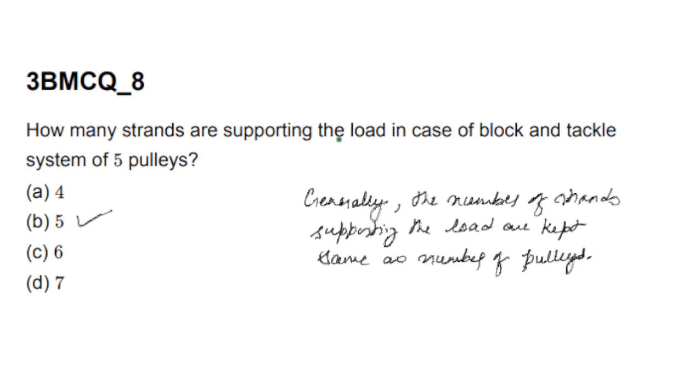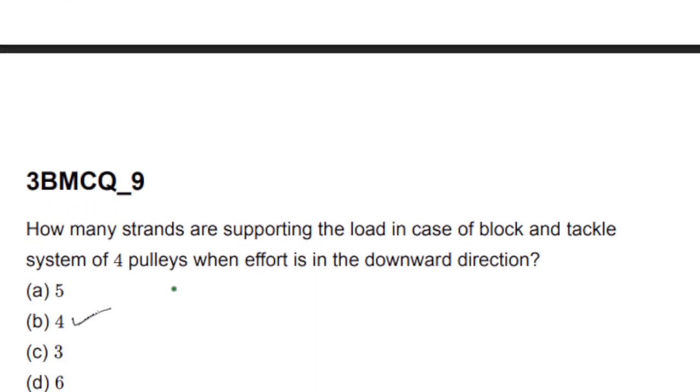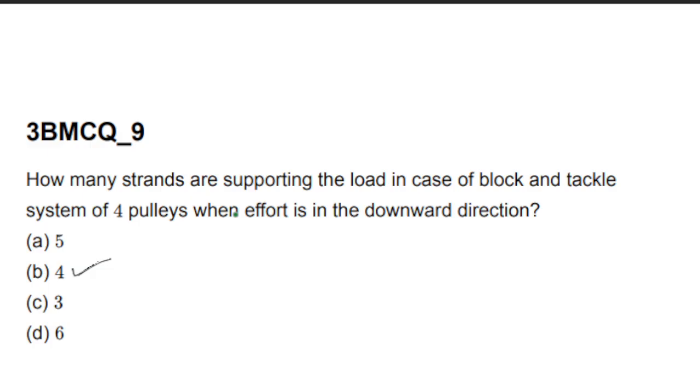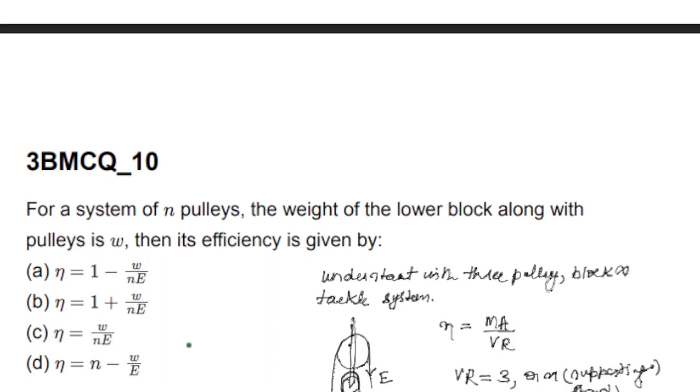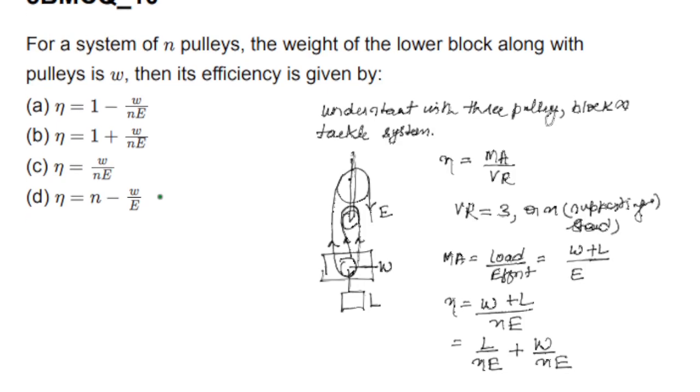How many strands are supporting the load in the case of a block and tackle system of 5 pulleys? Generally, as many pulleys as we have, that many strands we have. So it will be 5. How many strands are supporting the load in the case of a block and tackle system of 4 pulleys when effort is in downward direction? 4 again. Okay, so this is the last question. Let's understand this question now.